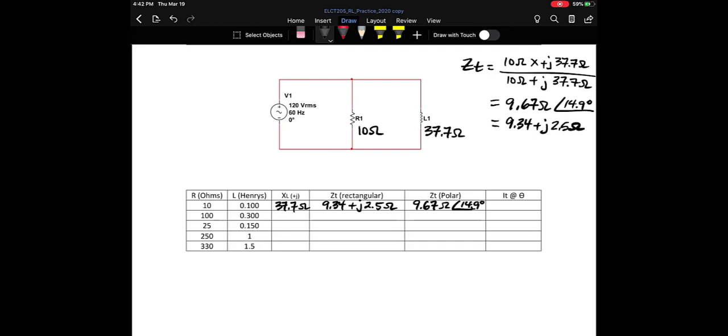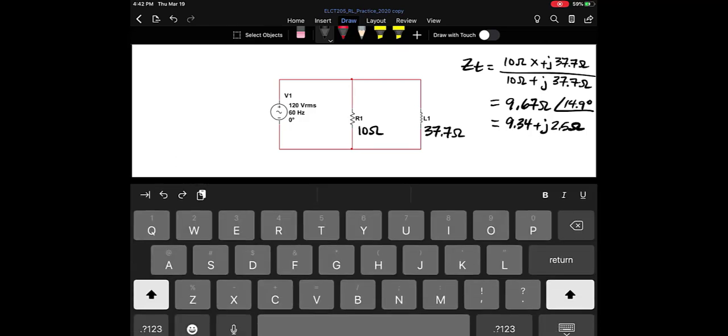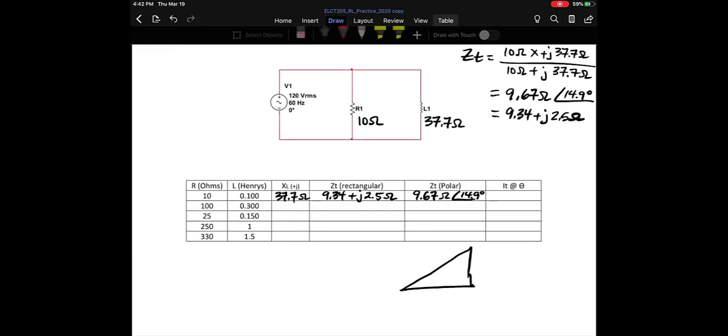Now, if you look at what that looks like as an impedance triangle, we can draw one. In drawing an impedance triangle, we have to use the values that we calculated. Our plus J component here was 2.5 ohms, and our real component was 9.34 ohms. Based on our polar conversion, the total impedance was 9.67 ohms, and the angle of impedance is, let's just call it, 15 degrees.